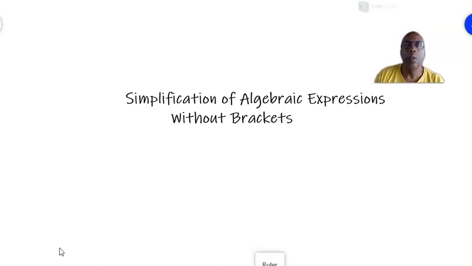And today we start looking at simplification of algebraic expressions, which means writing an expression in its simplest form. There are various levels of doing this. We are going to start with the most basic expression where you don't have any brackets involved. You simply have an expression without brackets, and you have to simplify that expression. The examples will show you more of what I mean.